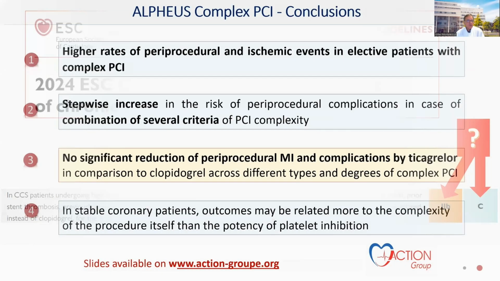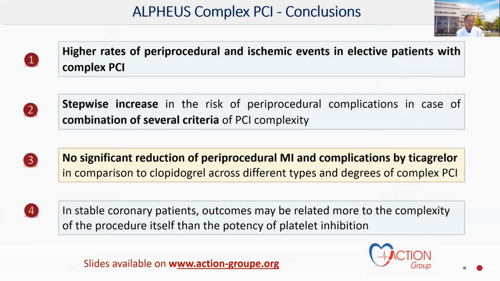So in conclusion, from Alpheus, especially for these complex PCI cases, we have indeed higher rates of periprocedural MI and ischemic events when these elective cases undergo complex PCI. There is a stepwise increase in the risk of periprocedural complications in case of combination of several criteria for PCI complexity, but there is no significant reduction of periprocedural MI and complications by Ticagrelor in comparison to clopidogrel across different types and degrees of complexity.